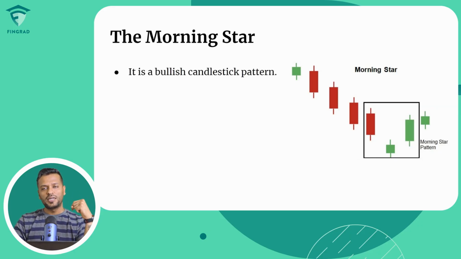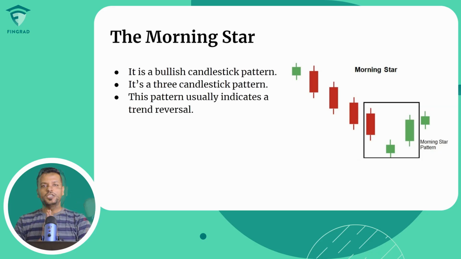This is a bullish candlestick pattern. The prior trend is bearish, but upon the formation of this pattern, you can expect bullish momentum in the market. This pattern generally indicates trend reversal in the market. Why trend reversal? Because the prior trend is bearish, but upon the formation of this three candlestick pattern, you can expect the market to become bullish.